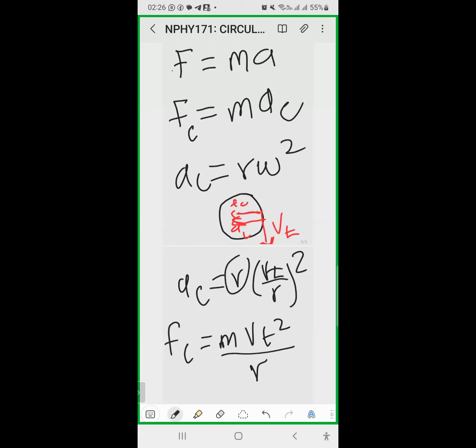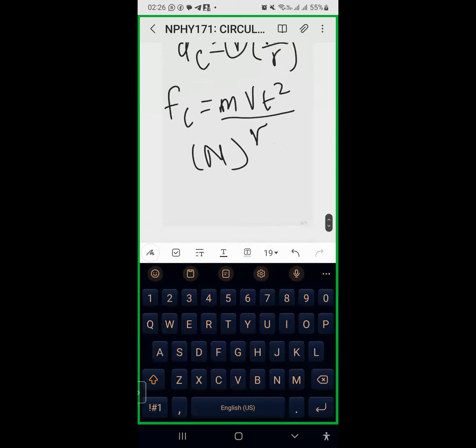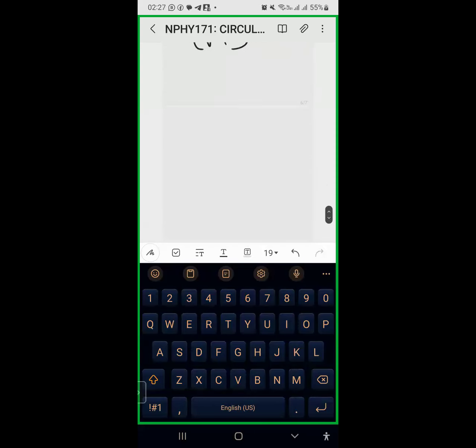Therefore, your centripetal force will be given by m v_t squared over r, and it is measured in Newtons. That is the centripetal force. So this is the application of Newton's second law in circular motion. That is the summary for circular motion.